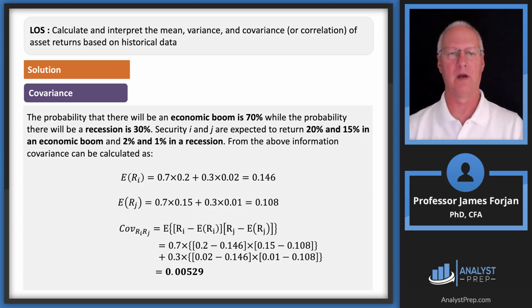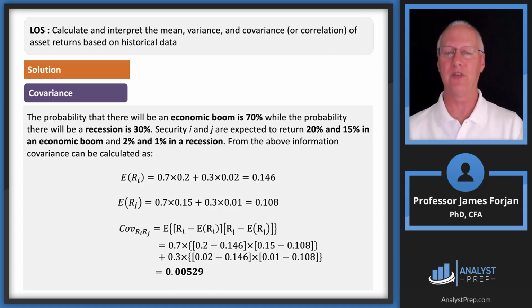We have a probability of an economic expansion of 70%. The probability of an economic recession is 30%. All right, so we have securities I and J expected to return 20 and 15% during an expansion and 2 and 1% in a recession. So let's go ahead and compute the covariance. What we need, first of all, is the expected returns for each. So we're going to take 70% times 20% plus 30% times 2%. That gets us 14.6. We do the same thing for security J and we get 10.8.